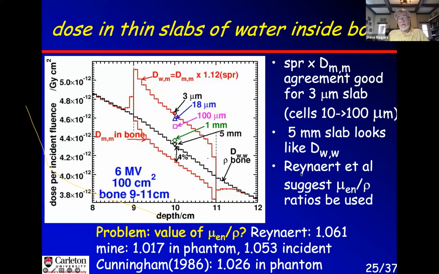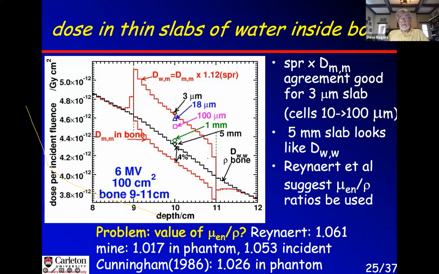And so this paper by Reinhardt et al. said let's use these mu-en over rhos. The problem is, what value for mu-en over rho should we use? In their paper, Nick and his colleagues said it should be 1.061.